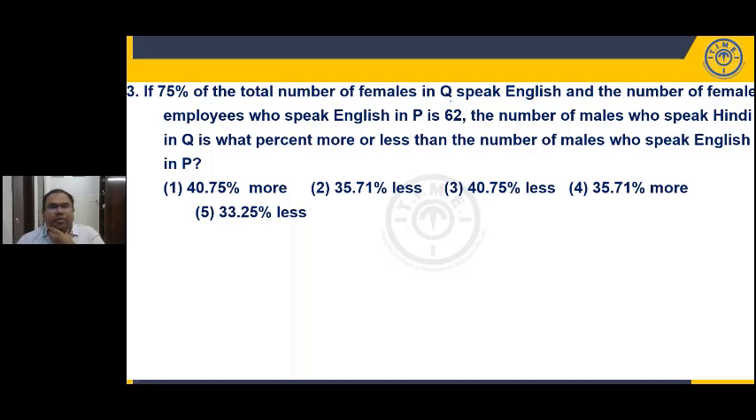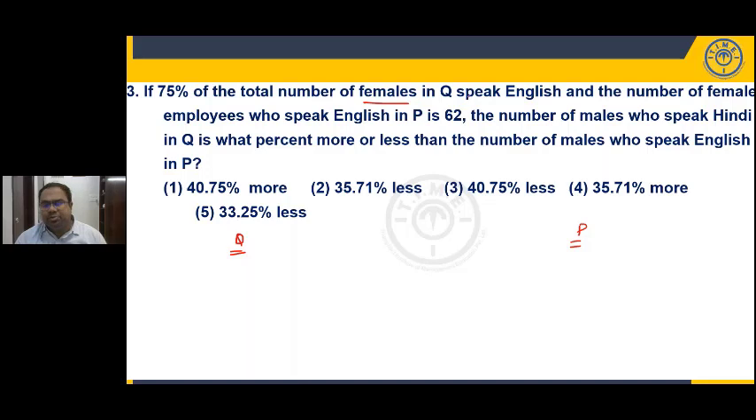75% of the total number of females in Q, out of total females, 75% in Q speak English, and the number of female employees who speak English in P is 62. The number of males who speak Hindi in Q is what percentage more or less than the number of males who speak English in P? So two different companies are asked about, Q and P. Let us look at P.